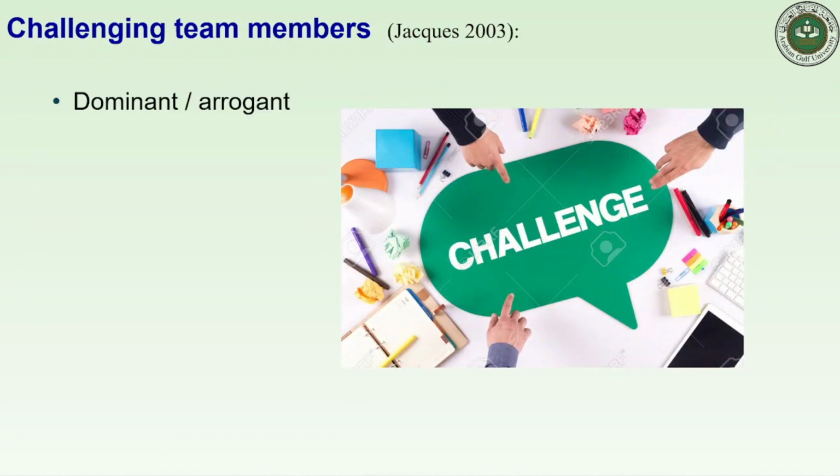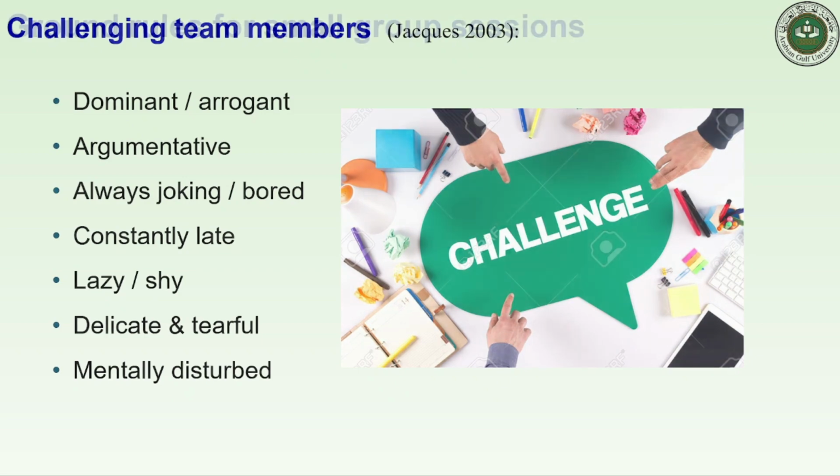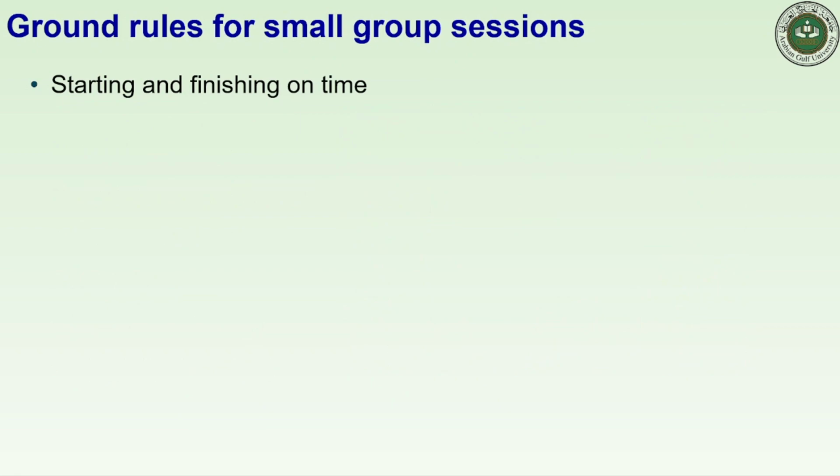Okay, be familiar with just the names. Sometimes we'll give you a scenario and ask you to identify which type of challenging team member this person is. So look at the scenario and see where they fit. If the scenario says they keep arguing with each other, then argumentative. If we say a student is always cracking jokes, it's very easy for you to find out. Just be familiar with different types of challenging behavior.